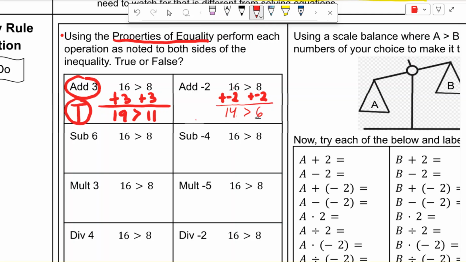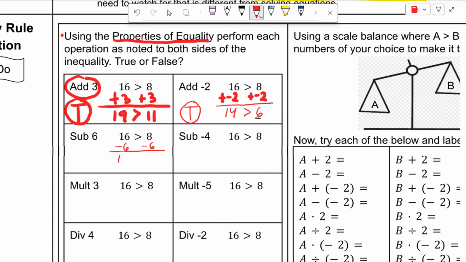Okay, is it true that 16 was greater than 8? Yes. Is it still true that 14 is greater than 6? Sure is. So this is another true statement, so we're going to put a T there. Okay, we're going to move on to subtracting 6 from both sides. We're going to subtract 6 and subtract 6.